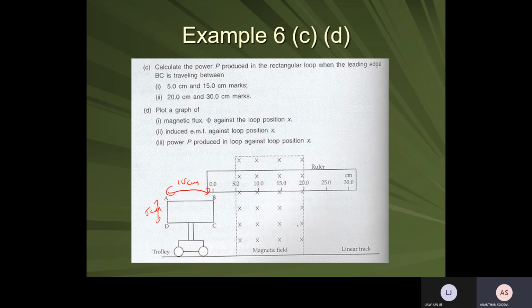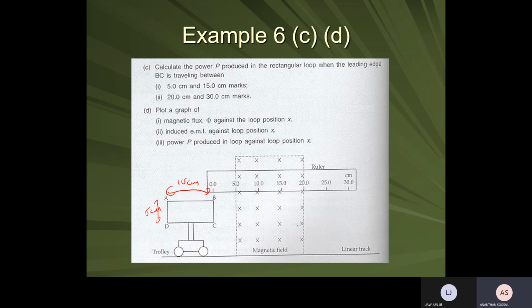No. What is EMF? EMF is the rate of change of magnetic flux linkage. Is there any change in the magnetic flux linkage? No change. Same N, same B, same overlapping area, right? So no change in magnetic flux linkage. So from 15 to 20, no EMF will be induced. It's completely traveling inside the magnetic field, but the NBA has no change. So from 15 to 20, no EMF induced.